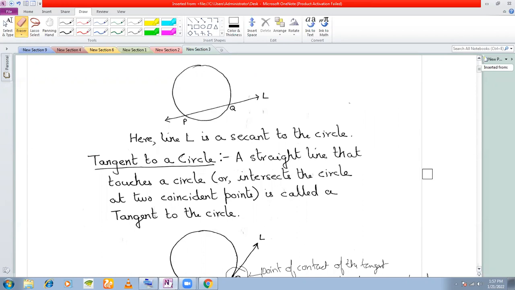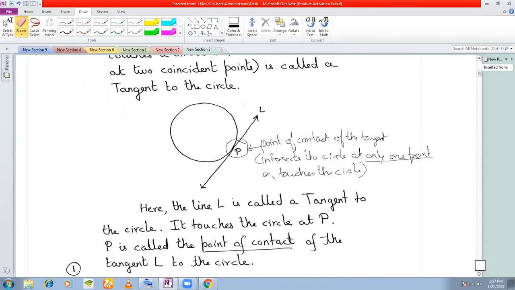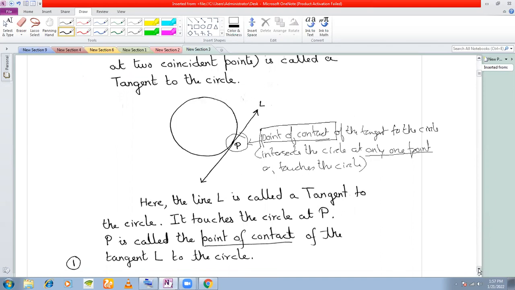any secant that touches the circle at a particular point, that is, intersects the circle at only one point, is called a tangent to a circle. And the point at which it intersects the circle, the one point that it intersects the circle, is called the point of contact of the tangent to the circle. Okay, so remember this word, very important word. If you take maths later on, this is going to pursue you. Okay, point of contact of the tangent to the circle.